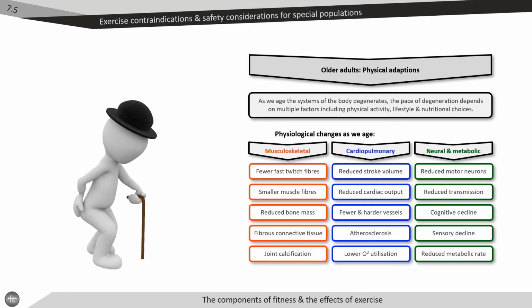A loss of neural networks reduces muscular activity, and an increase in sedentary behaviour leading to a reduction in basal metabolic rate also becomes apparent. The overall result of nervous system degeneration can increase disorientation, clumsiness, and risk of falls in this population group. We will look at how best to accommodate these physiological considerations now.